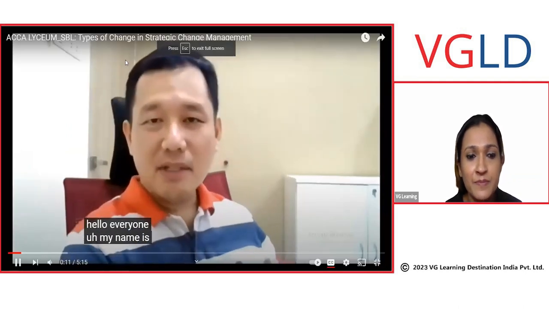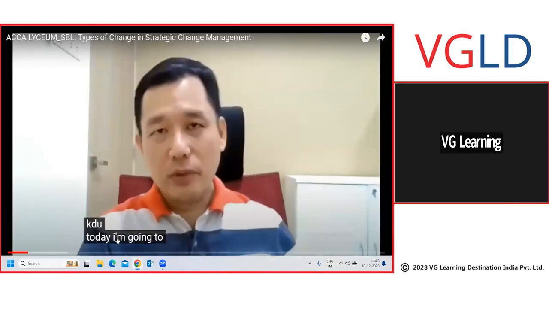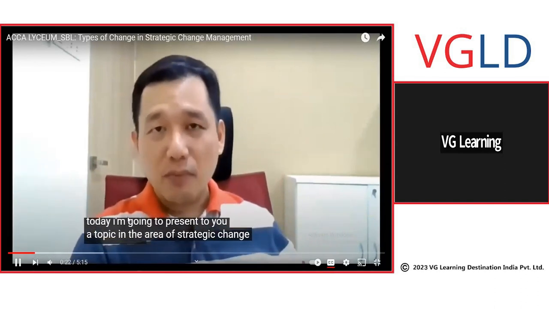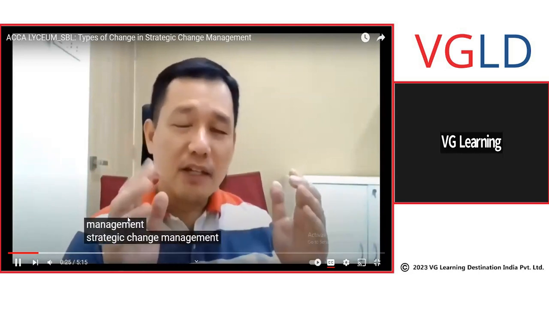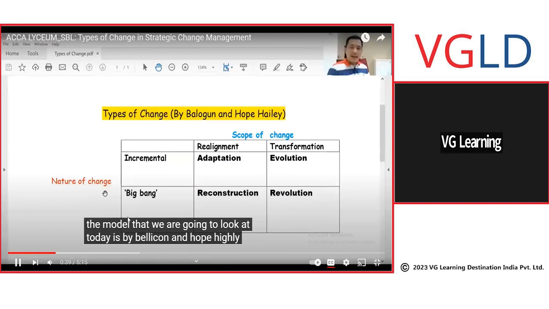Hello, everyone. My name is Alex Chan from UOW Malaysia KDU. Today, I'm going to present to you a topic in the area of strategic change management. Strategic change management is an important syllabus area in the SBL paper of ACCA. The model that we are going to look at today is by Balogun and Hope Hailey. In this model, the changes that business organizations could be experiencing have been categorized into four different types.